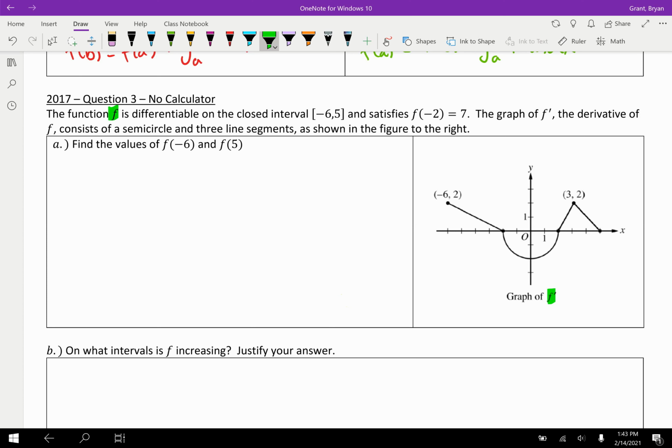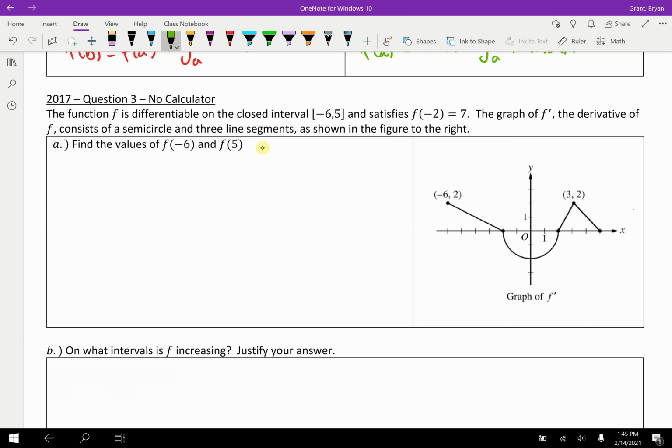For example, if we're thinking about the function f, and I wanted to know what's the slope of f at -6, then we'd go to the graph of f prime. We'd say, oh, the slope on f at -6 is 2. So there's an up 2 over 1 instantaneous rate of change on the original graph of f. They also tell us that there's a point on f that we know. We know f of -2 equals 7. That will come in handy shortly.